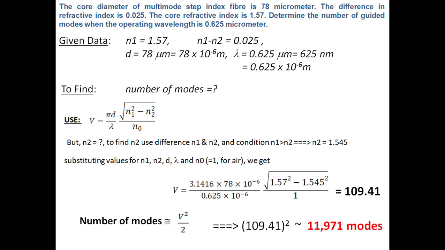5,986 modes. Okay, there's a small correction over here. V square has been done, but V square by 2 has to be done. So this will be 11,971 divided by 2, which is 5,986 modes, or the number of modes that is accommodated in the optical fiber. Okay, all right. This completes this particular problem. Summarize it, and then let's go ahead.